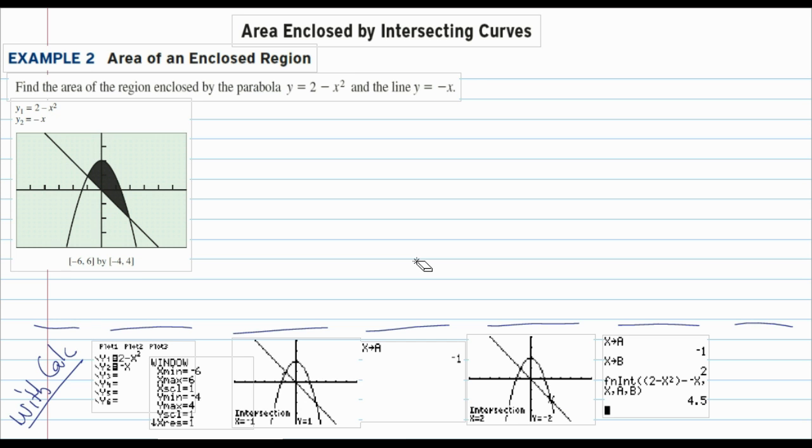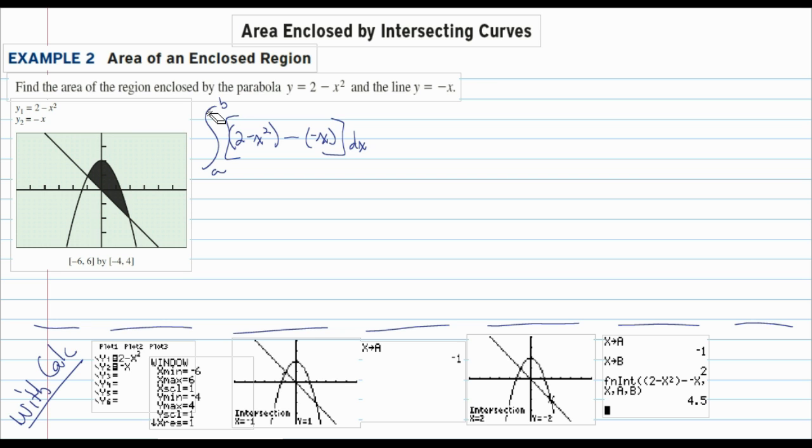So, they gave us the picture here. But if they didn't, you would know that this parabola is upside down, and it was a shift up 2, and then y equals negative x passes through 0, 0. So you could tell that the line y equals negative x is below y equals 2 minus x squared. So you can see that your integration is going to be the antiderivative from a to b of the top function, the parabola, minus the linear function. Now the question is, what's a and what's b?